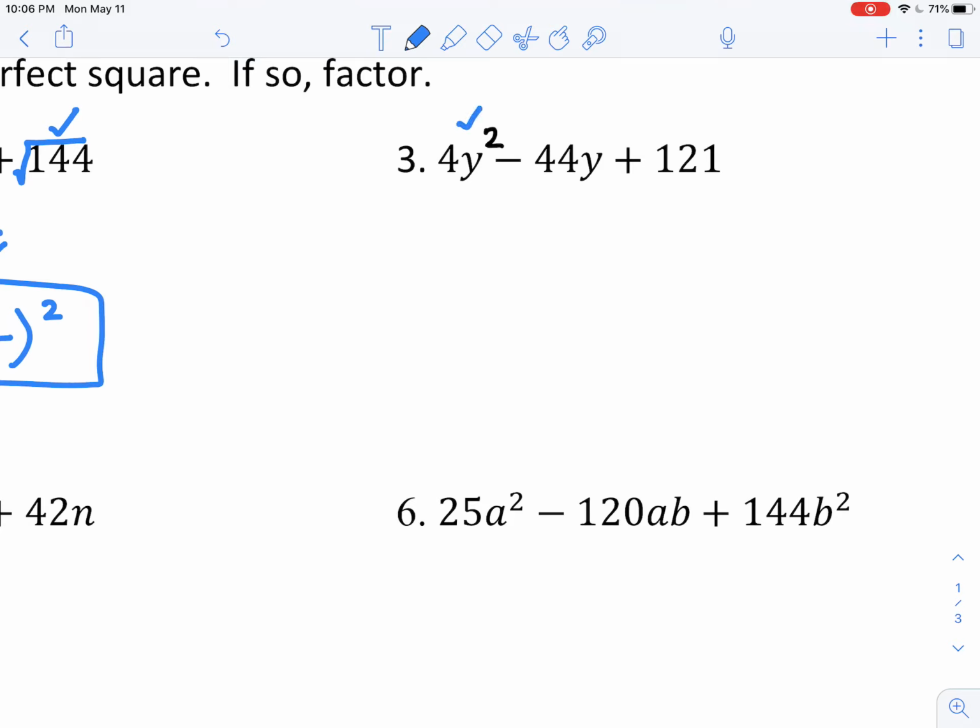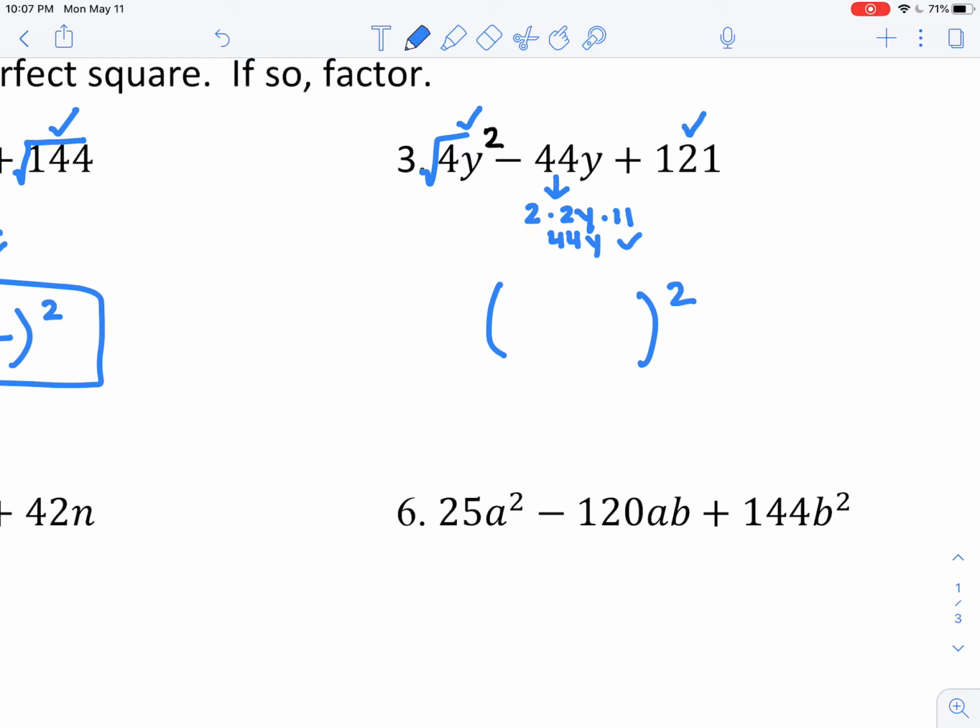Okay, question number 3. The first term is a perfect square, 4y squared. 121, the last term, is also a perfect square. The middle term has to be 2 times the square root of the first term. The square root of 4y squared is 2y, times the square root of the last term, the square root of 121, which is 11. If I multiply 2 times 2y times 11, I do get 44y. So this is a perfect square trinomial.